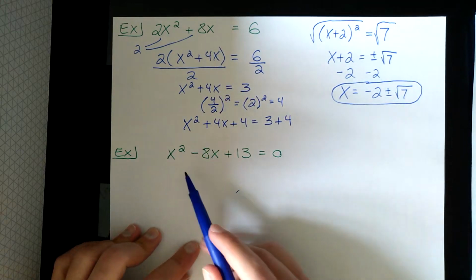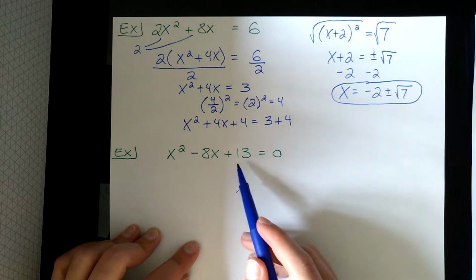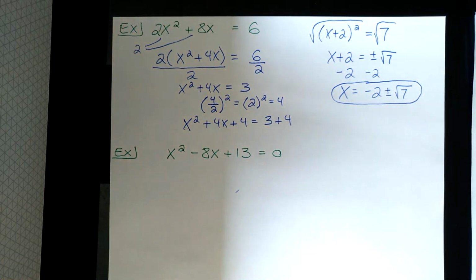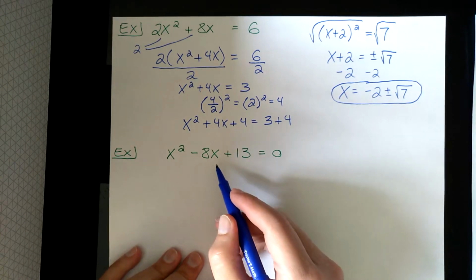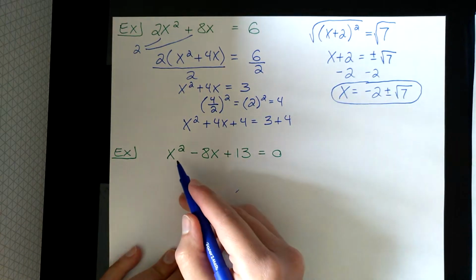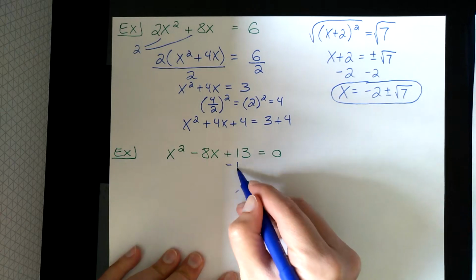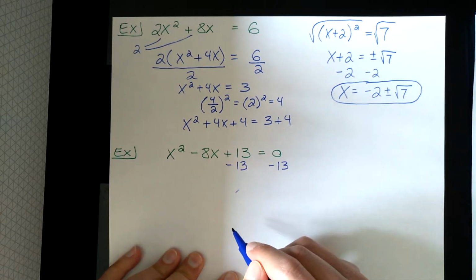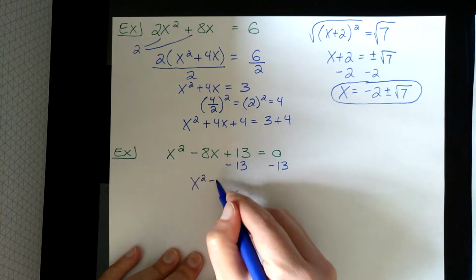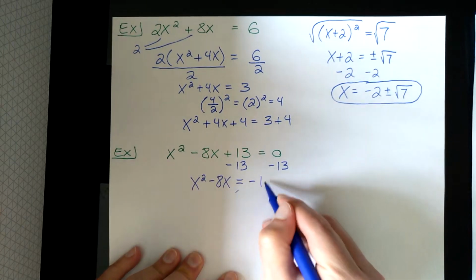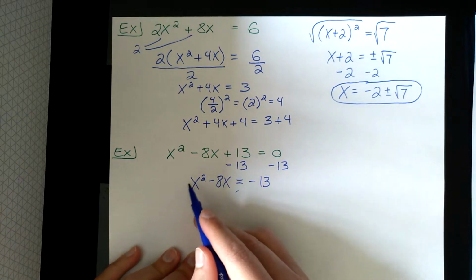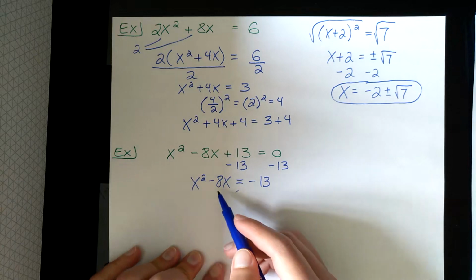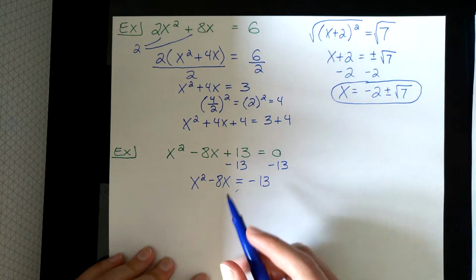Go ahead and take a moment, try to find x squared minus 8x plus 13 equals 0, using completing the square. Okay, so trying this together, first thing we have to do, get x squared minus 8x alone. We will subtract 13 from each side of the equation, which gives us x squared minus 8x equals negative 13. Now we will check if there's anything in front of the x squared. There is not, so we can continue.